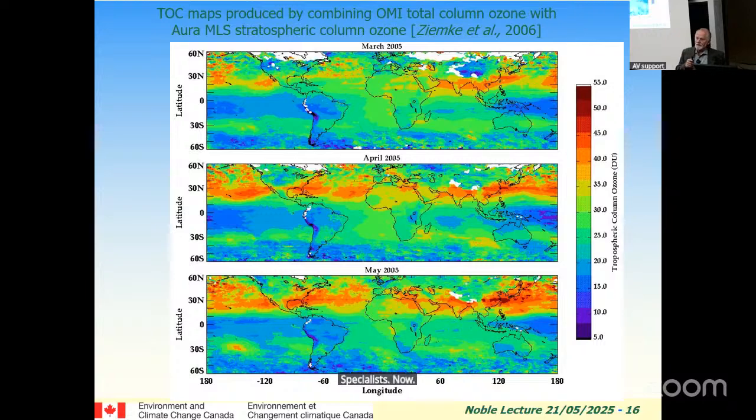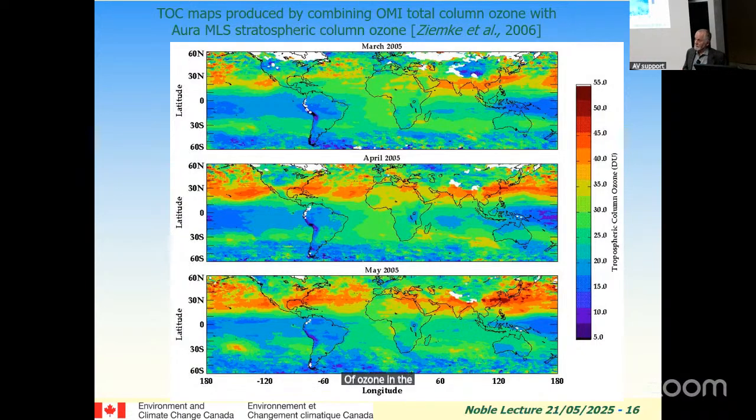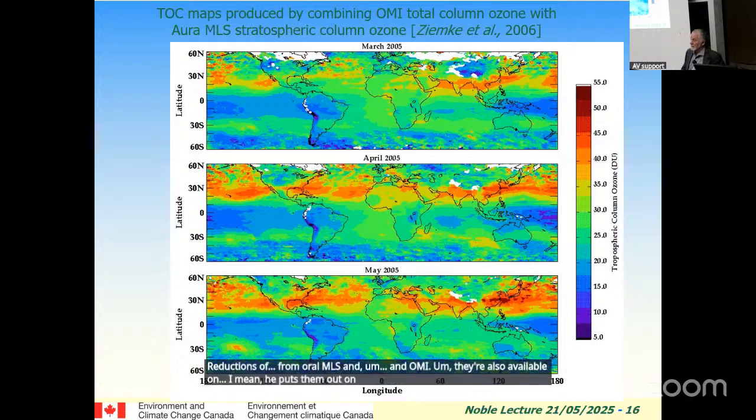Now, if you combine those measurements, with some fair bit of data massaging, you can get a rather decent measurement of ozone in the troposphere. The entire amount, you don't get more than 1 degree of freedom generally with this method, but you do get something like this. These are Jerry Zimke's reductions from MLS and OMI. He puts them out on the internet on a monthly basis, so you can use those if you have a use for them.